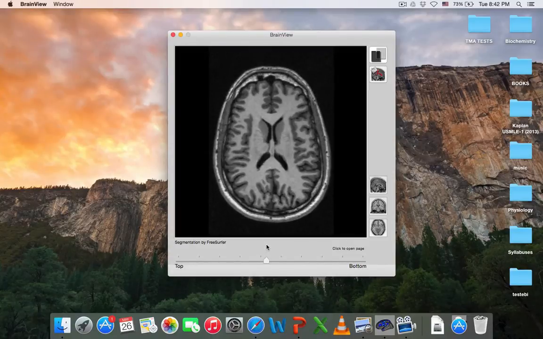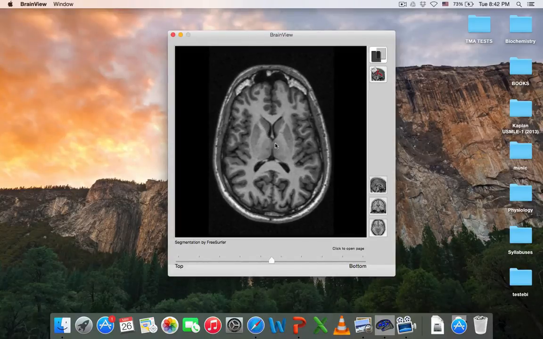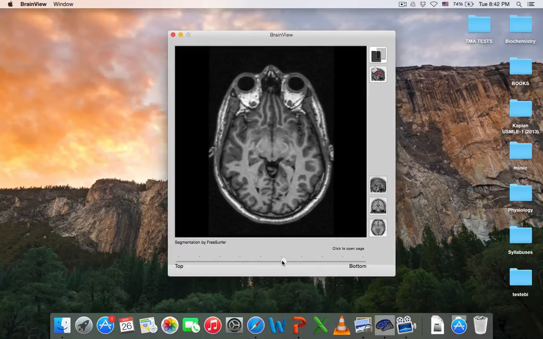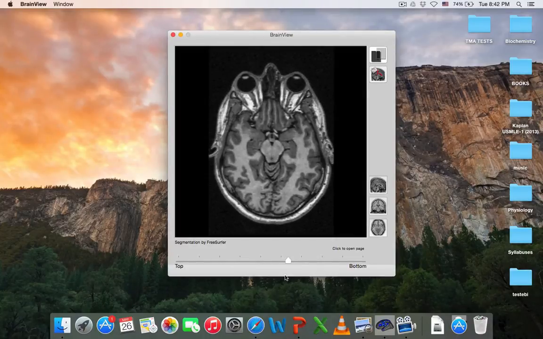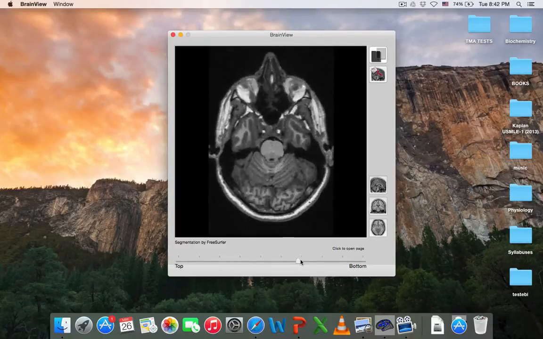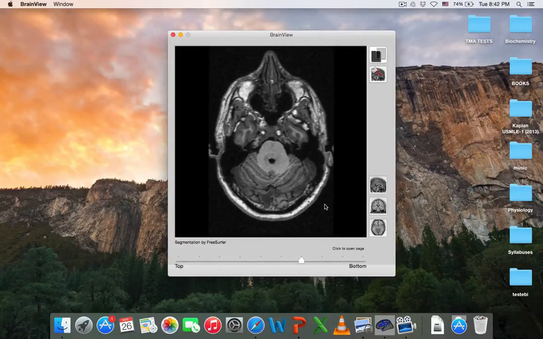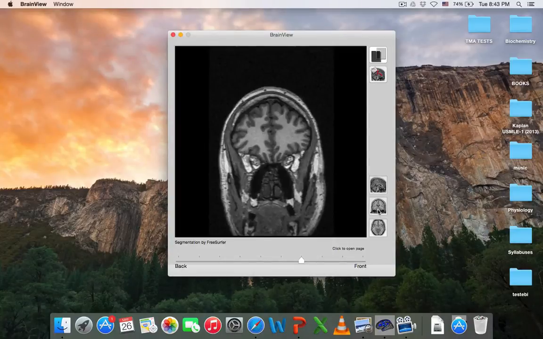One more time. The lateral ventricles, which then drain into the third ventricle, which then drains into, in here, the aqueduct of Sylvius, and the fourth ventricle in here. Okay? Now let's look at that from the front.